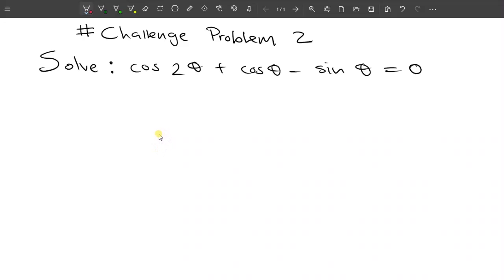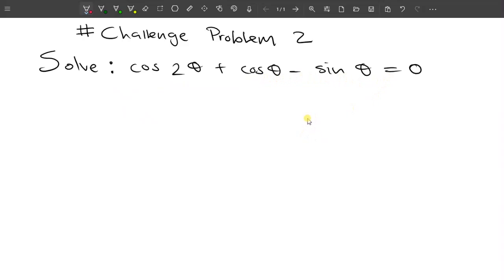So today's problem was sent to me by Stuart, and it's a trigonometric problem. We are asked to solve the equation cos 2θ + cos θ − sin θ = 0.